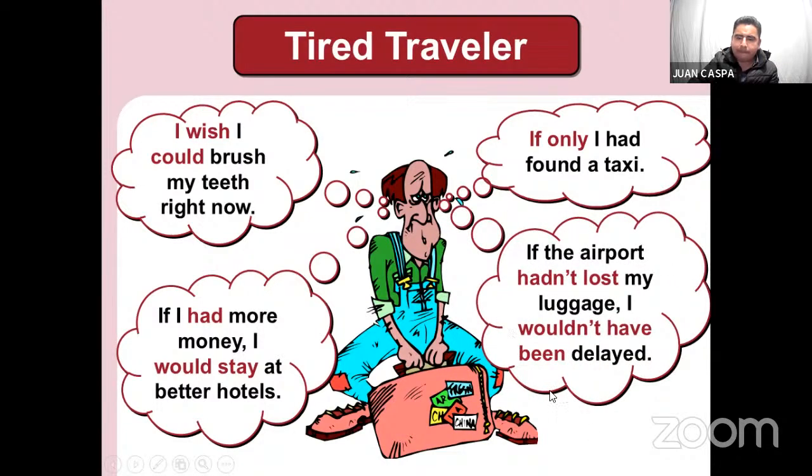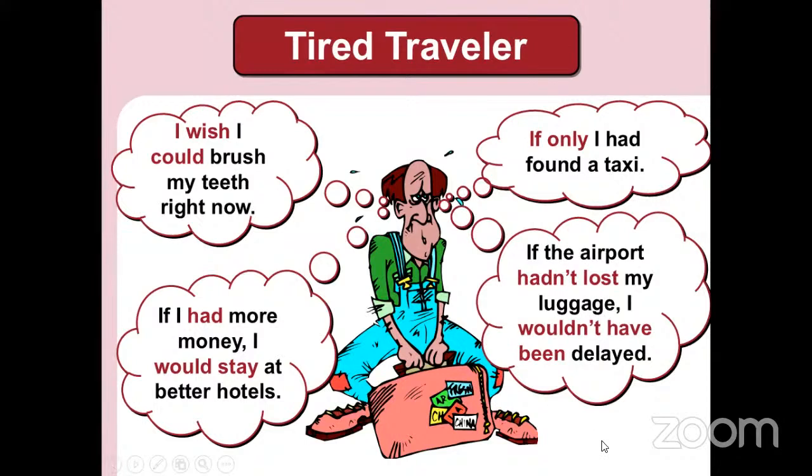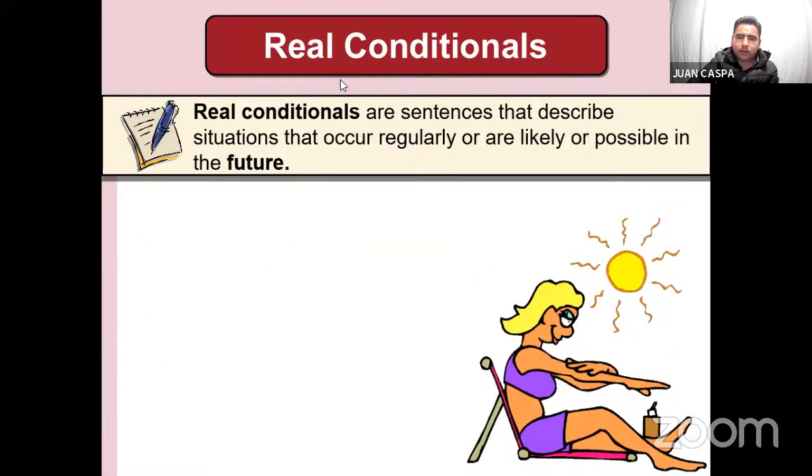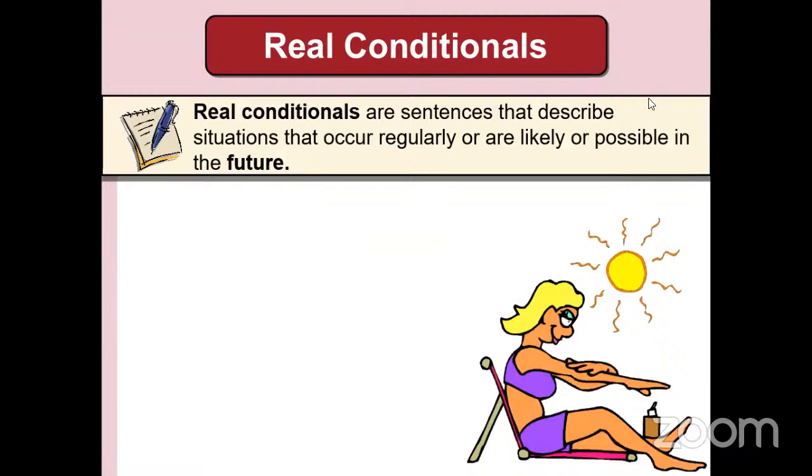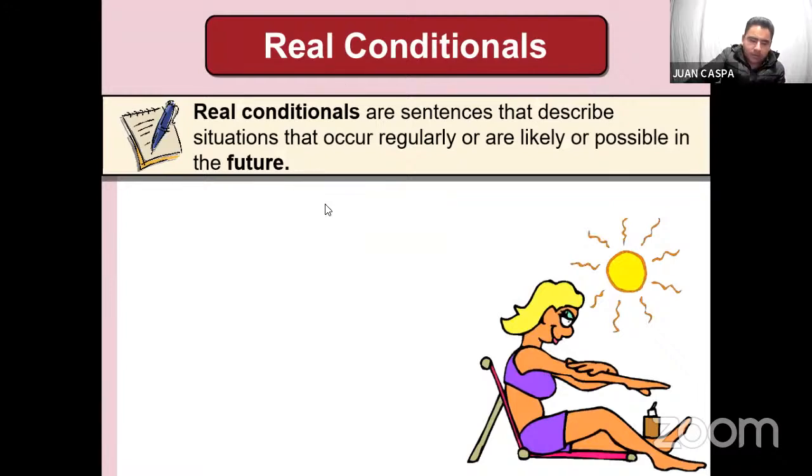Ernesto. If the airport hadn't lost my luggage, I wouldn't have been delayed. Delayed, right? Delayed. To be delayed is estar atrasado, ¿no? Over here we have real conditionals, which are sentences that describe situations that occur regularly or are likely or possible in the future.